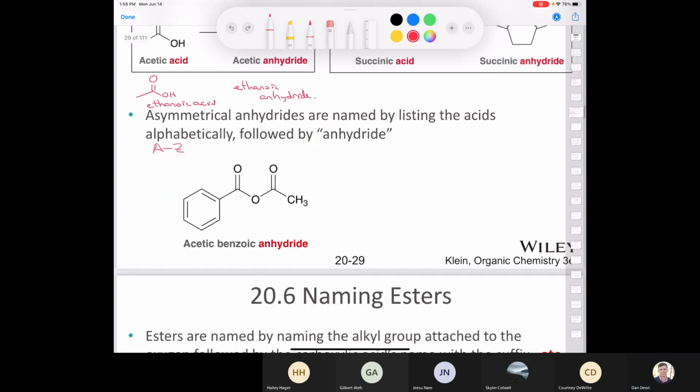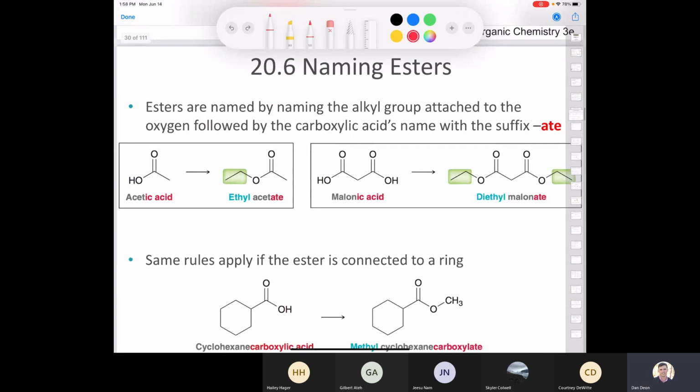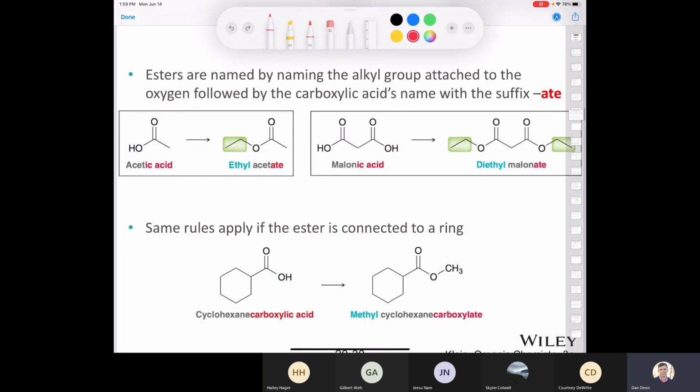Let's see. What else? What about naming esters? How do we name an ester? And trust me, we're going to do some practice on this in a few minutes. Just give me a few more minutes here. Esters are named by naming the alkyl group attached to the oxygen, followed by the carboxylic acid's name with the suffix -ate. So again, acetic acid.